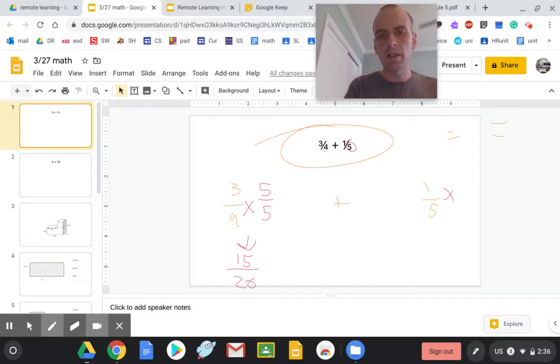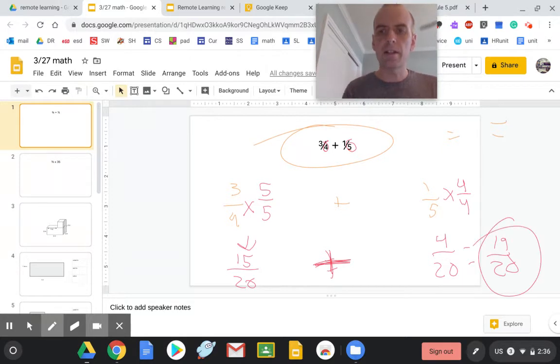Over here, we're going to multiply this one by 4. 1/5 times 4/4. So 1 times 4 is 4. 5 times 4 is 20. Then we add them together. Adding sign. 15/20 plus 4/20 is 19/20. There's your answer.